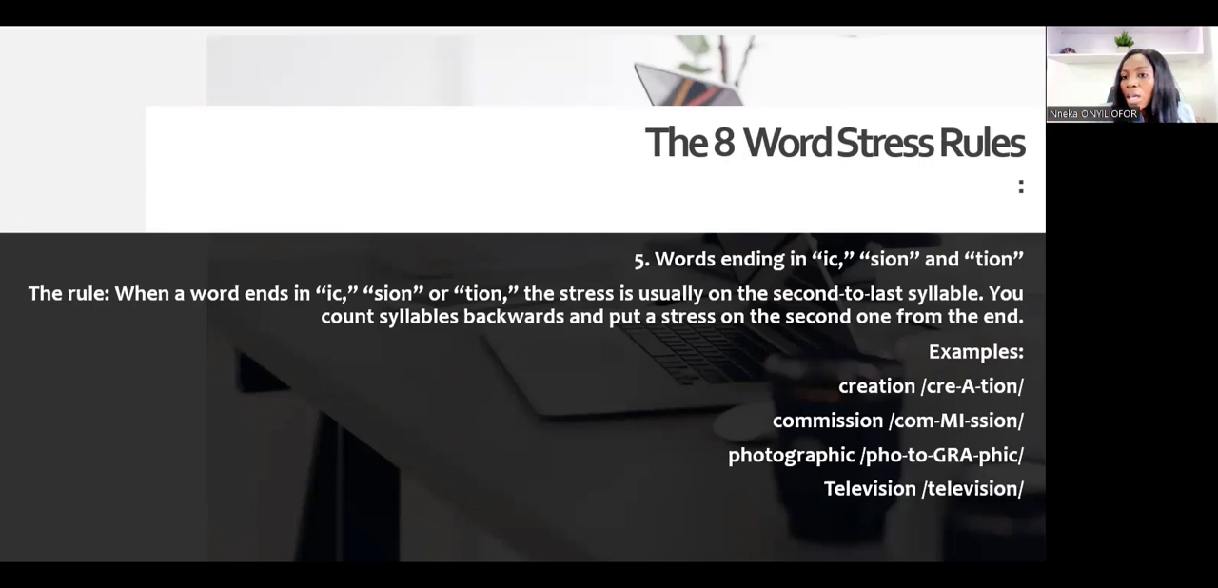For instance, this rule says stress the second to last syllable. Creation has 3 syllables. So creation. You stress the second to the last. Commission, you stress the second to the last. Commission. Photographic, the stress is on gra because it's the second syllable from the last. Television, the stress is on vi because it's the second syllable from the last.